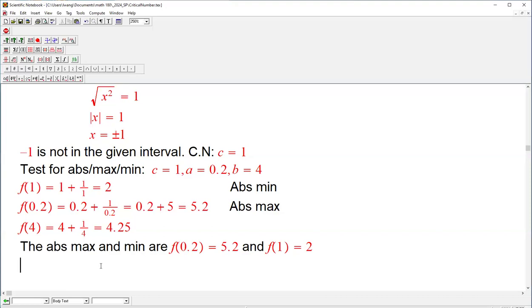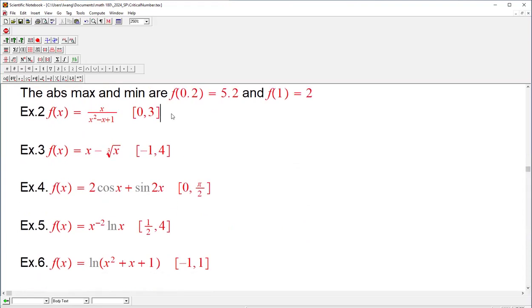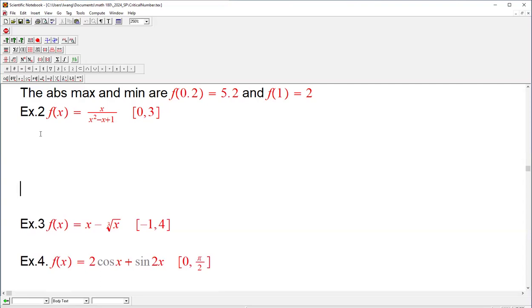Okay, let's look at the second example. Of course, we are given a closed interval once again. First, we need to determine the domain. We need to know whether the closed interval is inside the domain. If it is inside the domain, then the function is continuous, and therefore the extreme value theorem would apply. To find the domain, we set the denominator equal to 0.